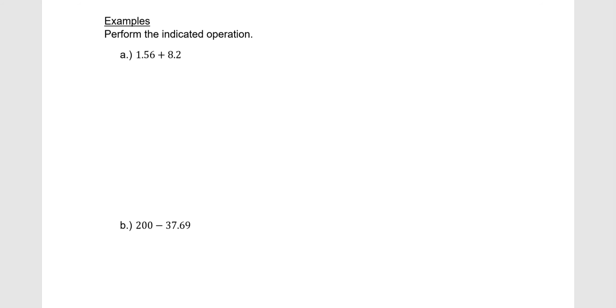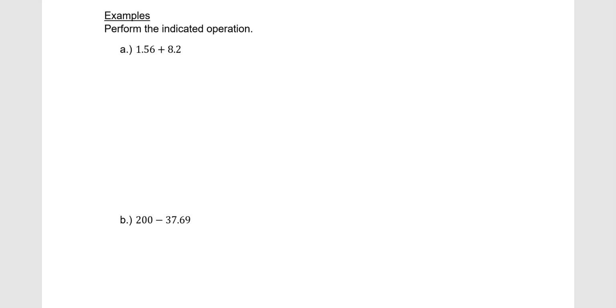So let's do this first example. Let's add 1.56 plus 8.2. So when we're setting this up, let's set it up like 1.56 plus 8.2. So we lined up the decimal point correctly here, but we can fill in a 0 at the end of 8.2 to make sure that they have the same number of place values. And now we just add straight down. 6 plus 0 is 6. 5 plus 2 is 7. 1 plus 8 is 9. So this gives us an answer of 9.76.